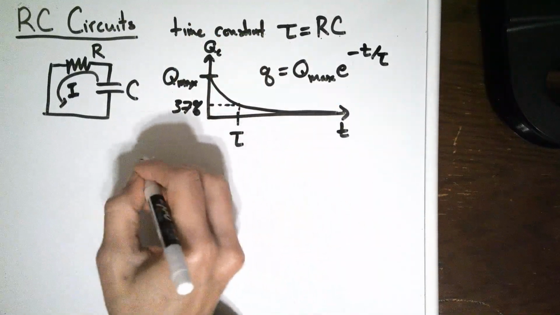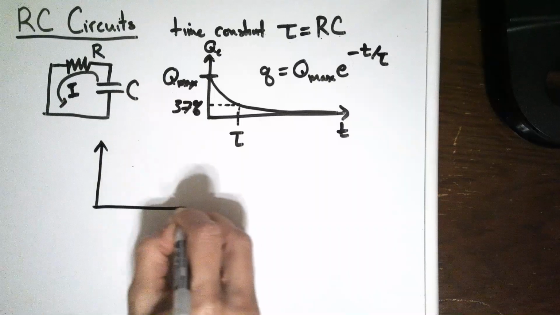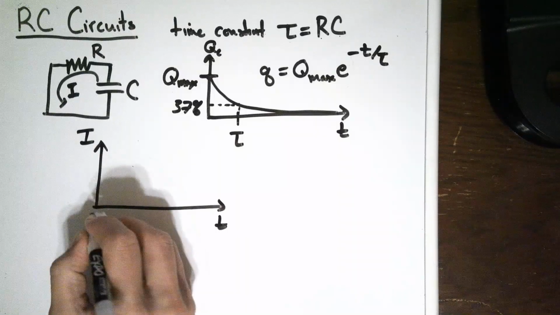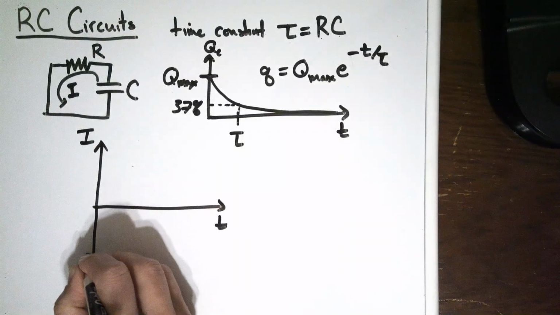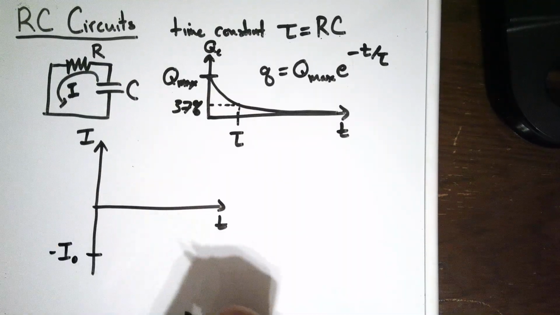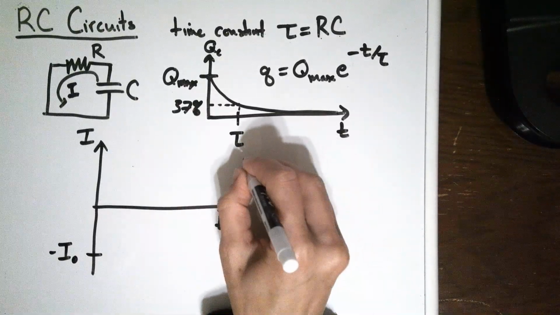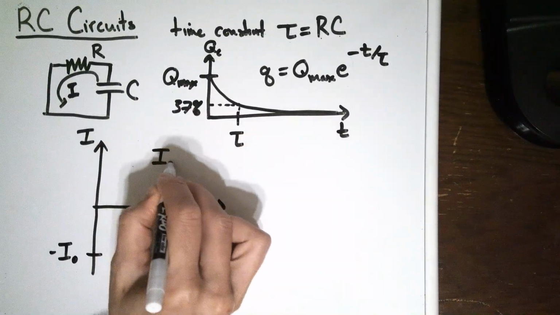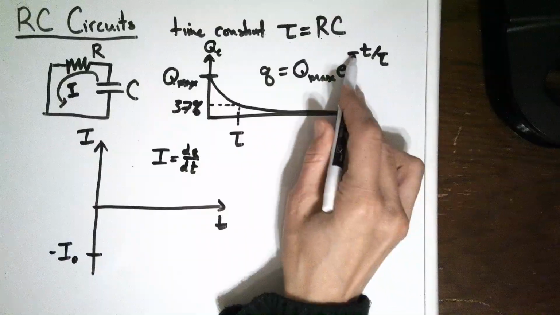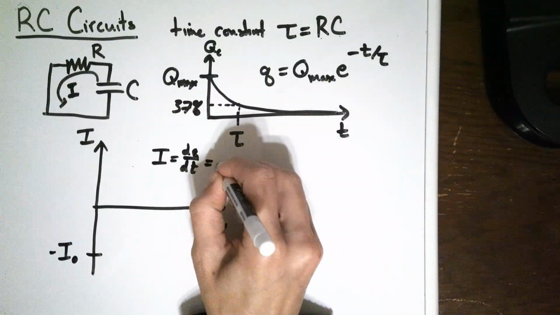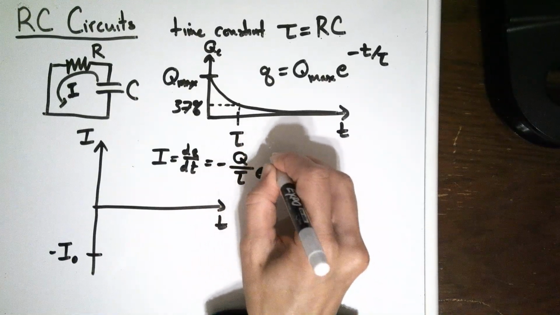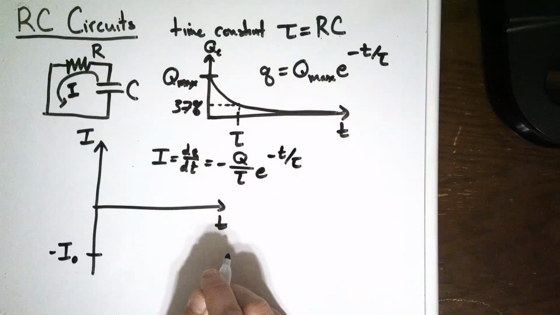All right, and then if we look at the current through the circuit, I here, we're actually going to start negative. Wherever our initial current is down here, it's going to be negative. And why is that? Well, remember, current is the derivative of charge with respect to time. And when we take the derivative of this, we're going to get a negative there. So that will be negative Q over the time constant times e to the negative t over tau.